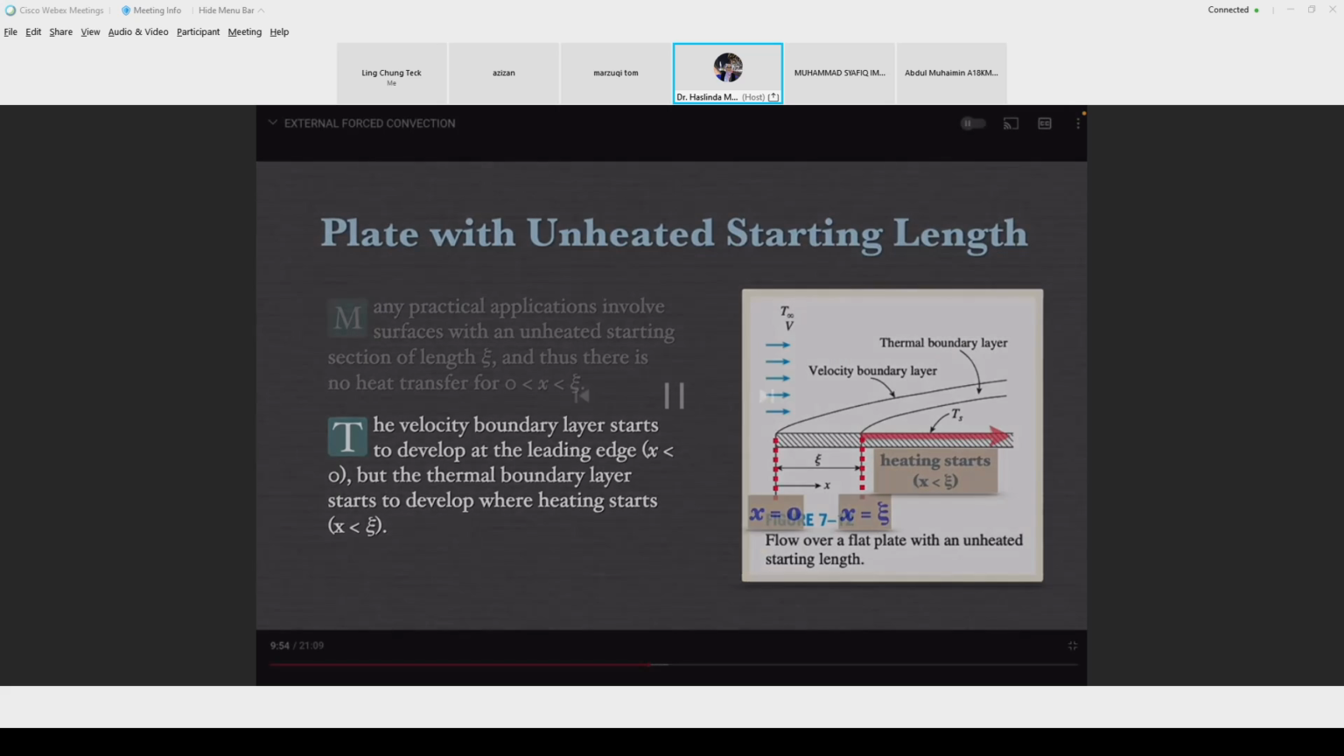So now do you understand this one? This is a plate with unheated starting length, meaning that at x equals 0, the heating process does not happen yet. It only starts at x equals zeta. Can you see that x equals zeta?